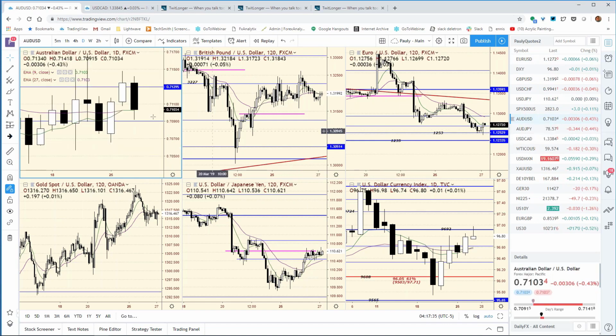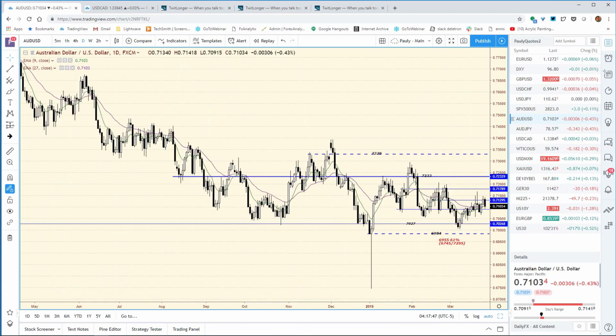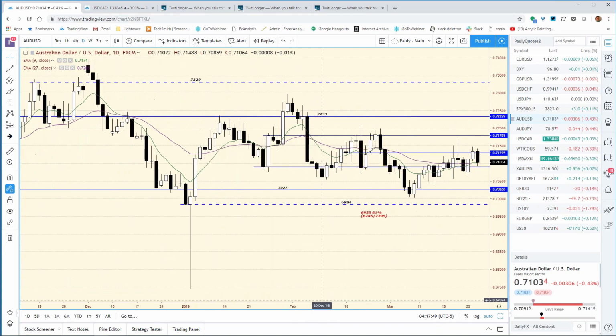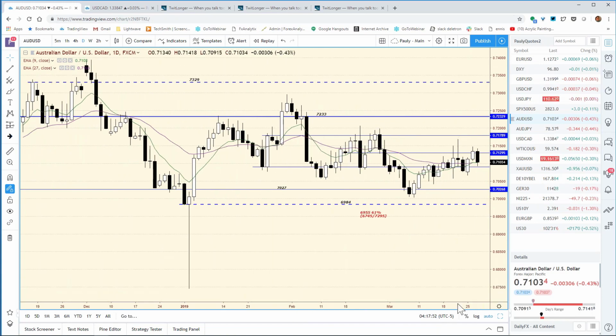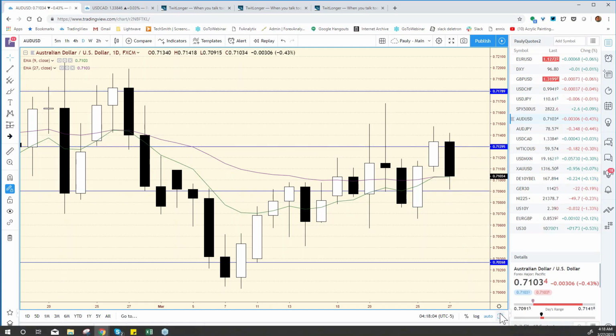Obviously, a big mover was here with the Aussie. Really, it was the Kiwi, but the Aussie certainly felt its impact. And the thought is that the RBA is going to have to fall into line, so to speak, here. And so the resistance would be looking at right there at 71.34. Let's look at a 2-hour chart.